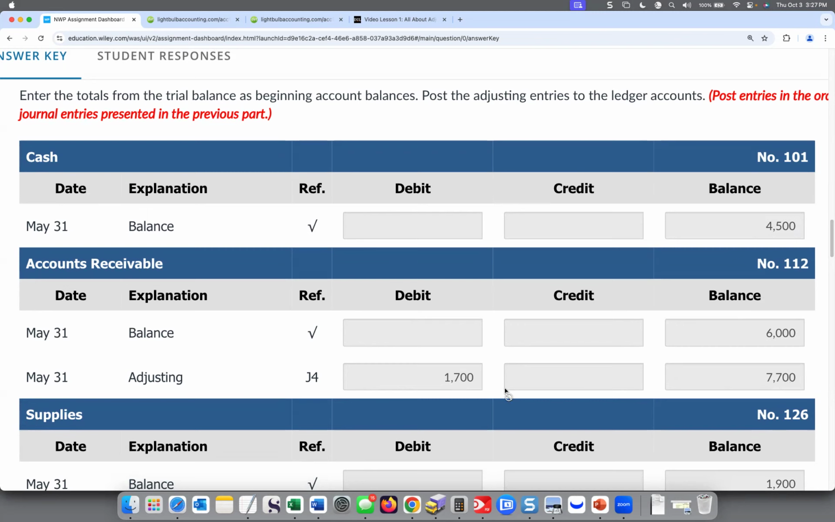Once you get that number in there, then you have to assess, did this debit or credit post increase or decrease my balance? And that's where that normal balance stuff comes into play that we were working on in chapter 2. So accounts receivable is an asset with a normal debit balance. That means the debits are the increasing side, credits are the decreasing side. So that debit post is going to raise my balance from 6,000 to 7,700.